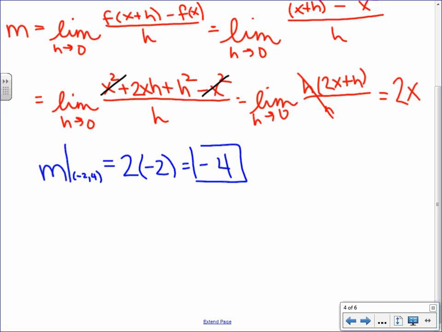This notation right here is our slope. This means evaluated, and this little subscript tells you where you're evaluating. So I'm evaluating the slope at this point. Okay, let's think about what this looks like.